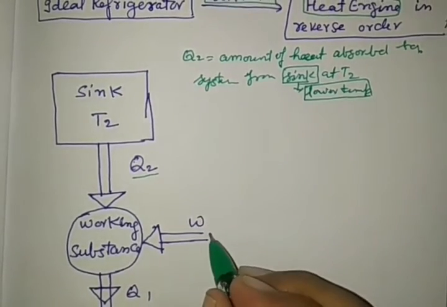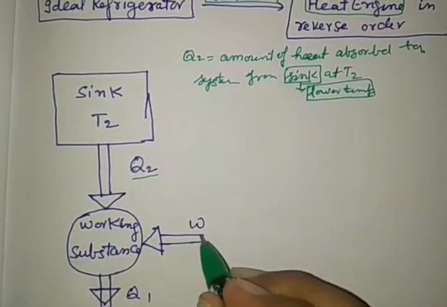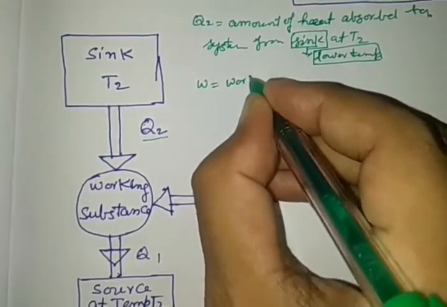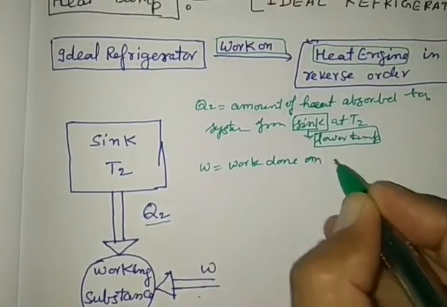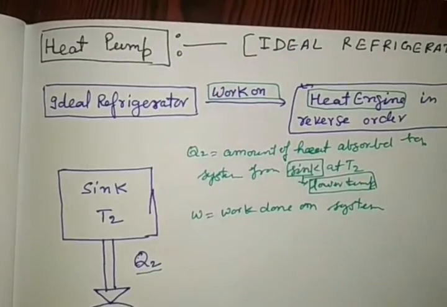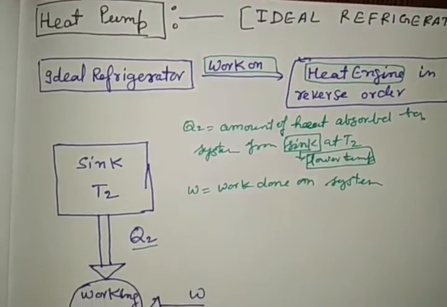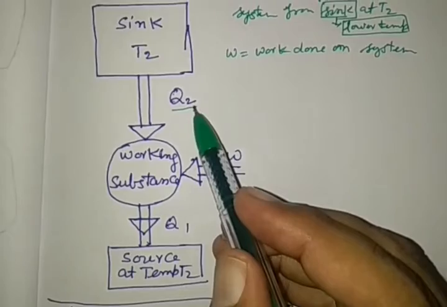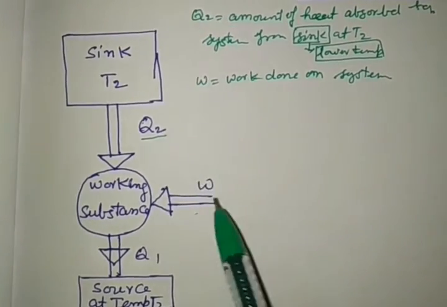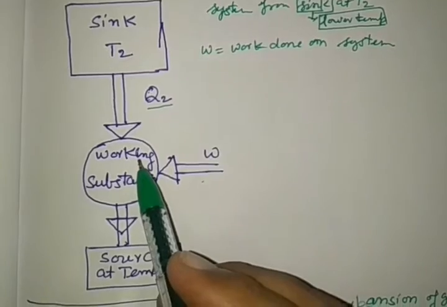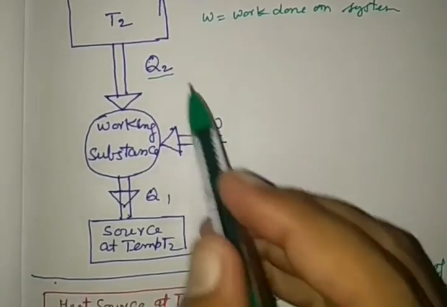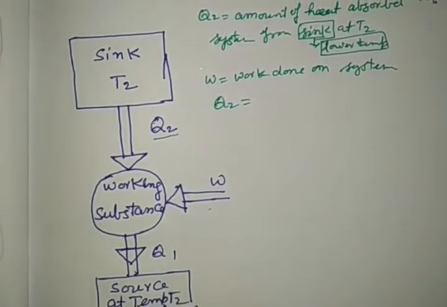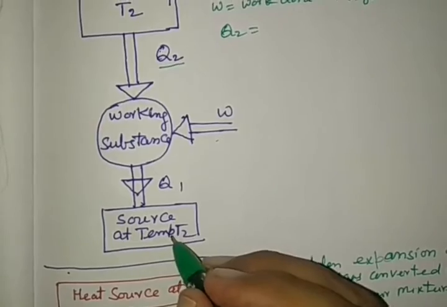During this process, work is done on the working substance by an electric motor. So W is the work done on the system. Right? So work done on the system. Then see, Q2 amount of heat is absorbed at the sink. W net amount of work is done on the system, and after doing work on the system, Q1 amount of heat is rejected to the source, meaning higher temperature.